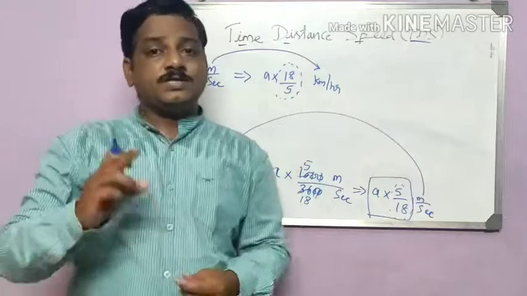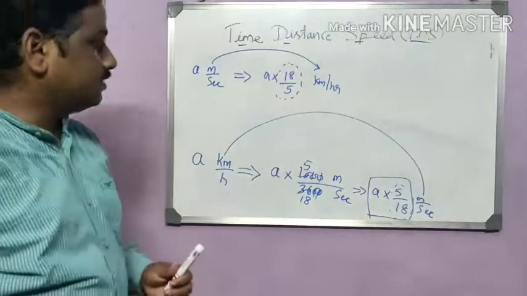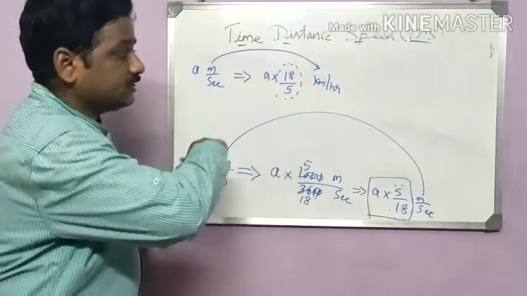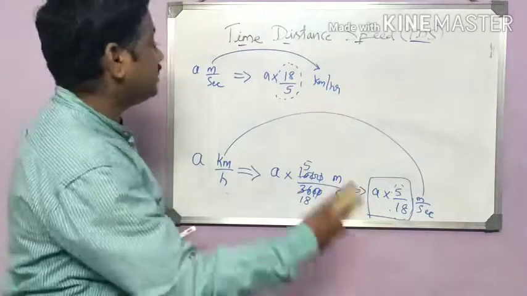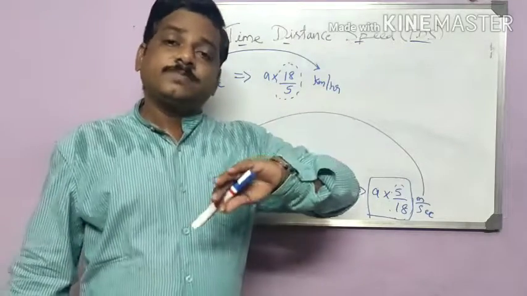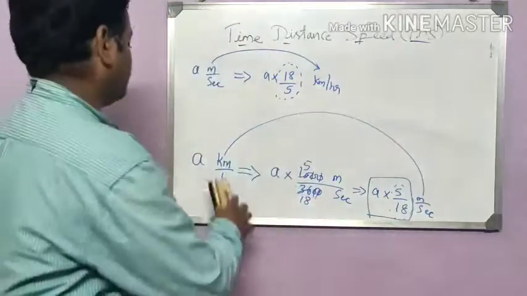So these are the two basic concepts which you need to understand, not just remember. Understand this to solve the problem, sir. So that was the formula for speed, distance, time, the relation I have given, and this conversion, how we can convert kilometer per hour to meters per second, or meter per second to kilometer per hour.